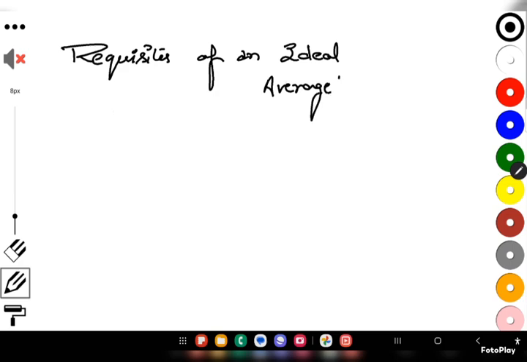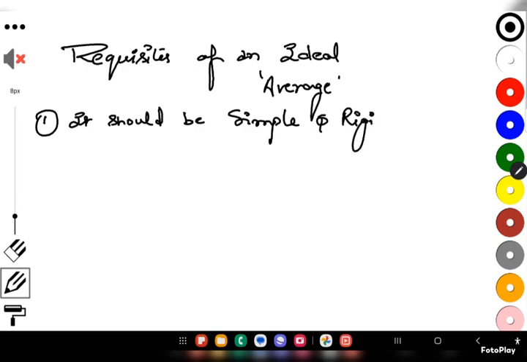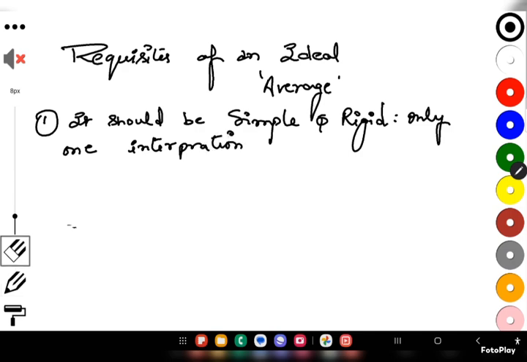Now, what are the requisites of an ideal average so that it can give you the perfect results? So the very first is that it should be simple and rigid. Why is it required? Because there has to be only one interpretation of the average value, and if it is not well defined, then there are chances of it being influenced by the observer's own intelligence and other biases.